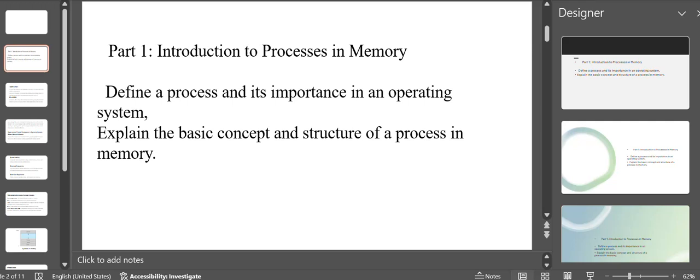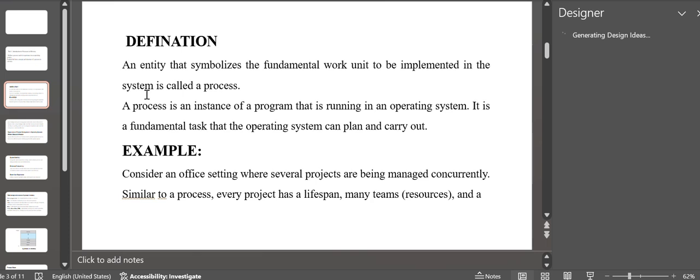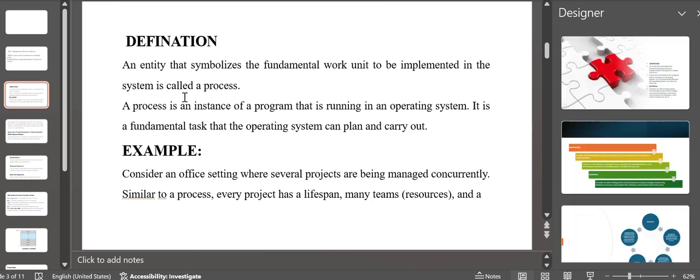Nandini. Here we are discussing the introduction to process in memory. In this part, we are discussing how to define a process and its importance in an operating system, and explain the basic concept and structure of a process in memory. And here we are discussing the definition.